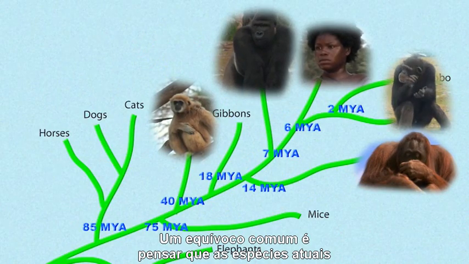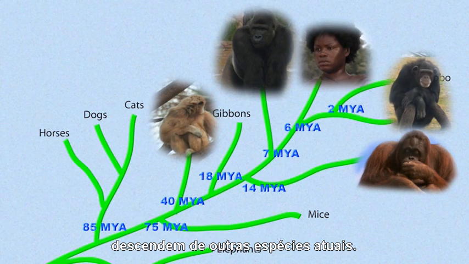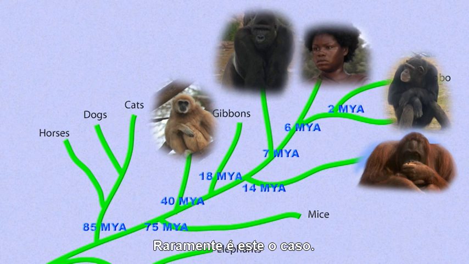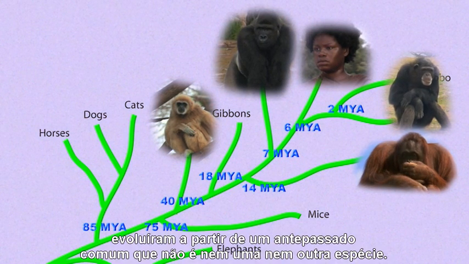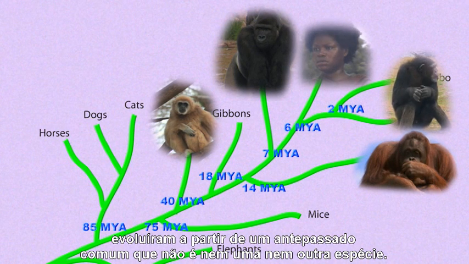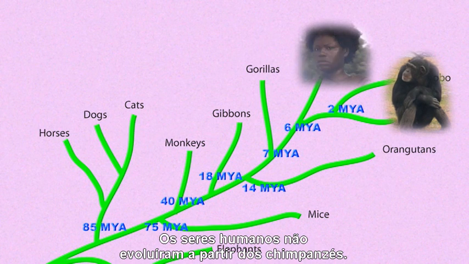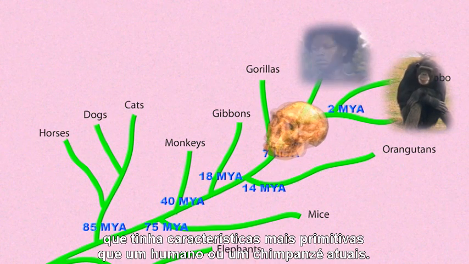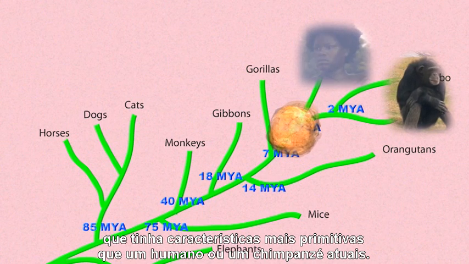A common misconception is that some modern species are descended from other modern species. This is rarely the case. Instead, closely related modern species evolved from a common ancestor. That is neither one nor the other. Humans did not come from chimps. Both humans and chimps came from a creature that had more primitive features than either modern humans or modern chimps.